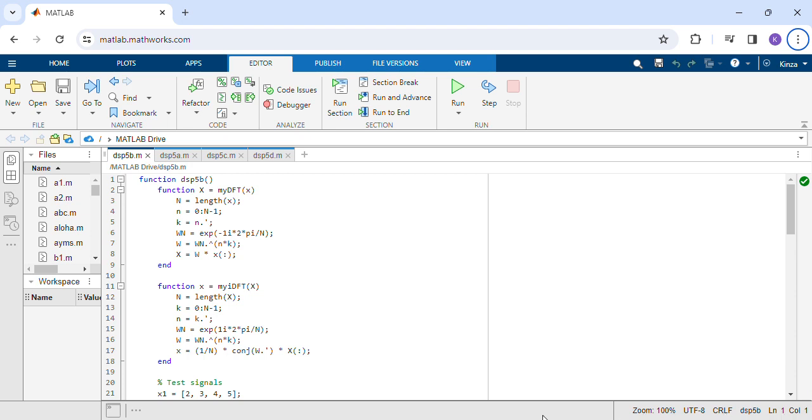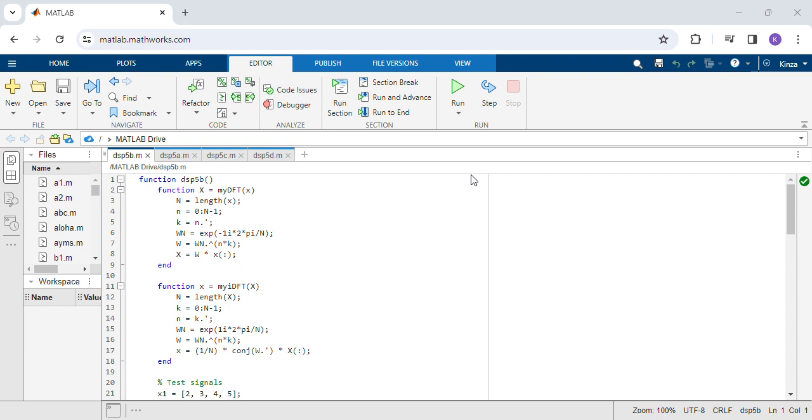Today we will perform Lab 5 of Digital Signal Processing, and the main objectives of our lab are the representation of discrete time signals into frequency domain, resolution of spectrum, and computation of magnitude, phase, and power spectrum, and spectrum leaking and avoiding spectrum leaking. Starting with our task number 1.